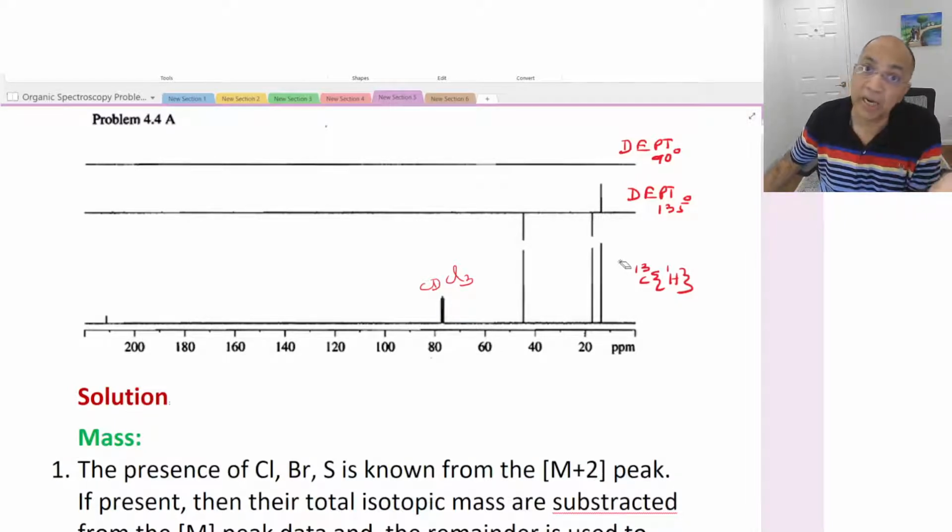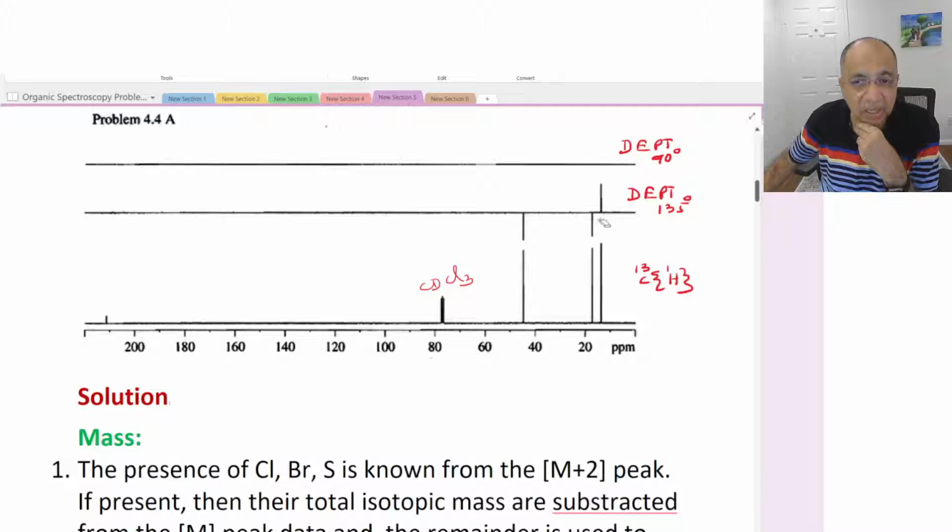Methyl and methine, CH3 and CH peaks are positive signals. There is only one positive signal, but we have to confirm with the DEPT-90. DEPT-90 will only show you positive methine CH signals. There is no peak in the DEPT-90. So this is undoubtedly the methyl CH3.